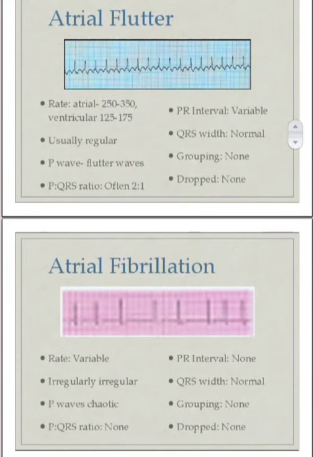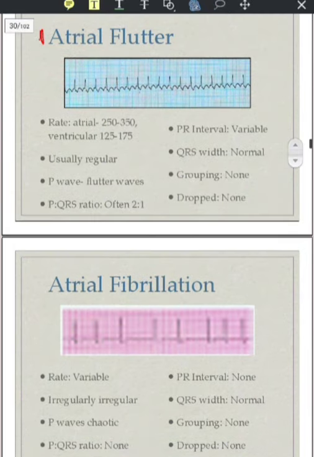These are the ECGs which you need to pick, right? First of all, the first ECG, which is really important, is atrial flutter. So how to identify atrial flutter? Atrial flutter has a different rate. It is 250 to 350. It is a very high rate in case of atrial flutter. Similarly, in ventricular flutter, it is going to be 125 to 175. Rhythm is going to be regular.